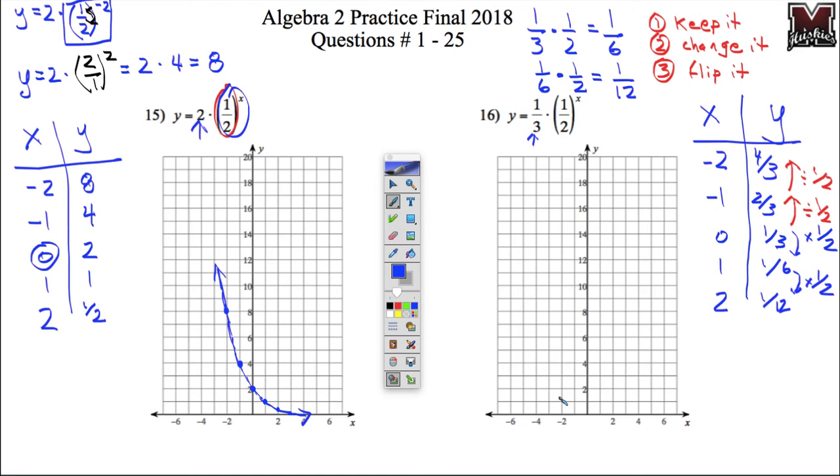Negative 2 goes to 4/3, so negative 2. 4/3 is a little bit bigger than 1. It's actually 1 1/3. So negative 2 comes up to 1 1/3. Negative 1 goes to 2/3, so that's right about there. 0 goes to 1/3, so right about there. And this is a funny graph. 1 goes to 1/6, which is almost on the line, and 1/12 is basically on the line. So that's our graph. And we do our best to make a line that goes through those points.